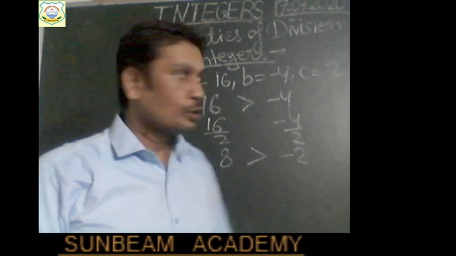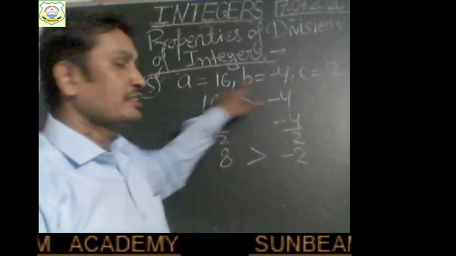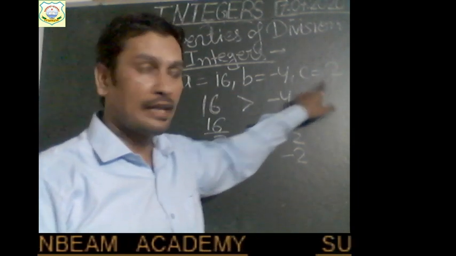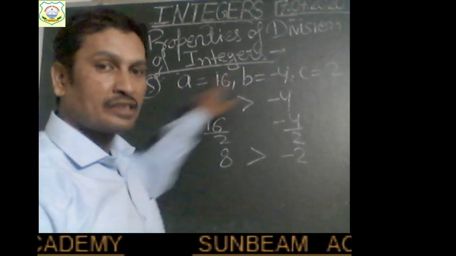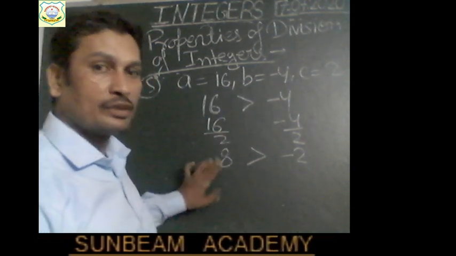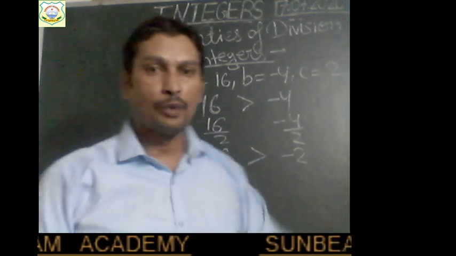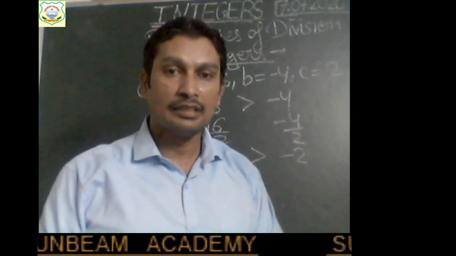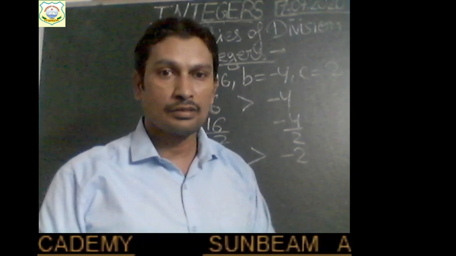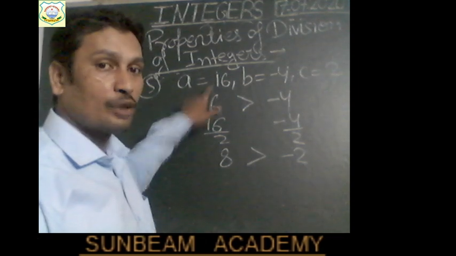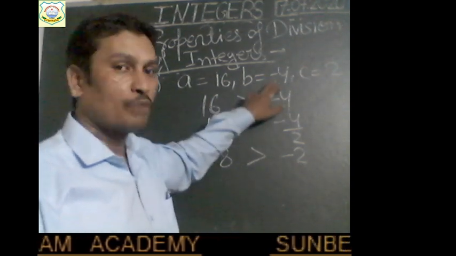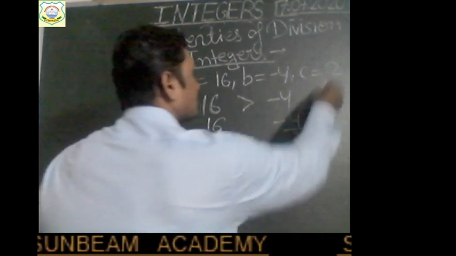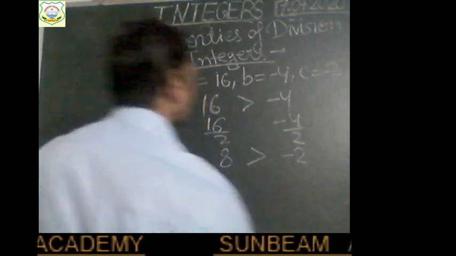Right, children? So we have seen if one integer is greater than another integer and both the integers are divided by third integer, then the quotient of first integer with third one will be greater only if the third integer is positive. But if third integer, that is divisor, is negative, then case is reversed. The number which was greater, its quotient will become smaller, and the number which was smaller, its quotient will be greater. So if C is minus 2, check this case.